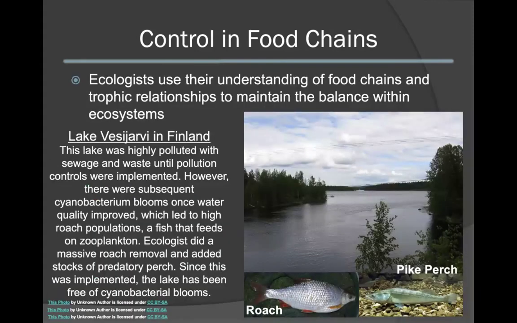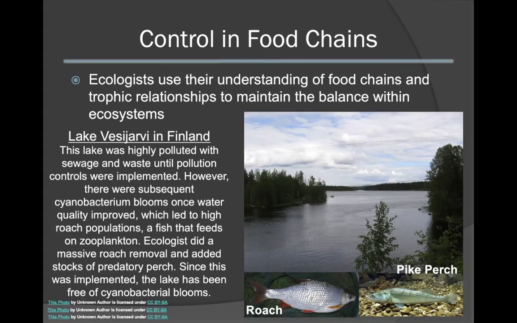Understanding the structure of food chains and the trophic relationships that exist are very important as ecologists try to maintain the balance within ecosystems. An example of the importance of this is Lake Visijärvi in Finland. This lake was originally very highly polluted due to sewage and waste material that was released into the lake. After pollution controls were implemented, the quality of the lake water greatly improved. However, as a result of this increase in water quality, there were repeated cyanobacterium blooms.